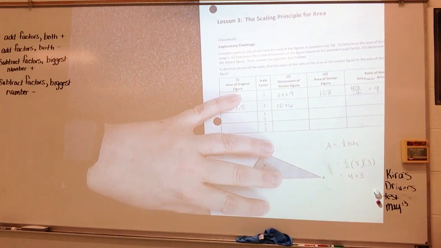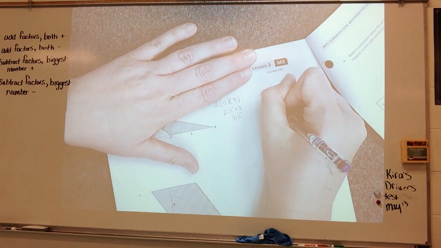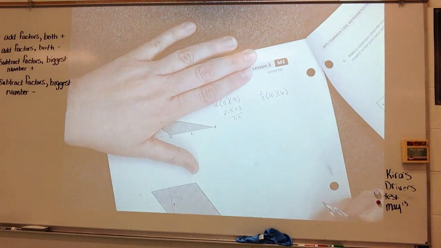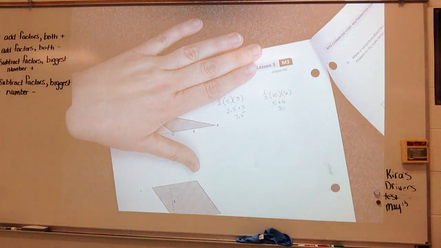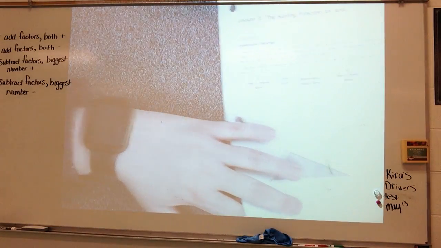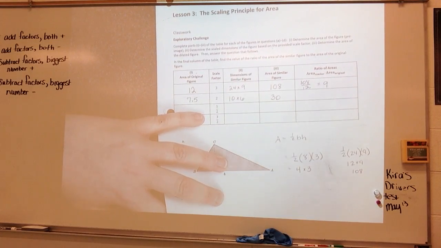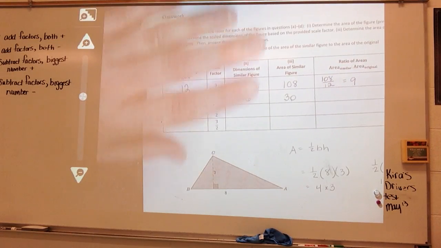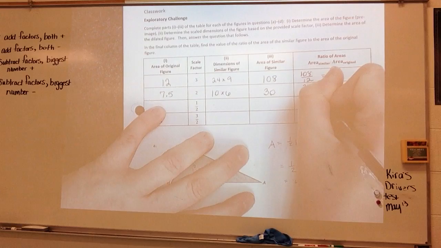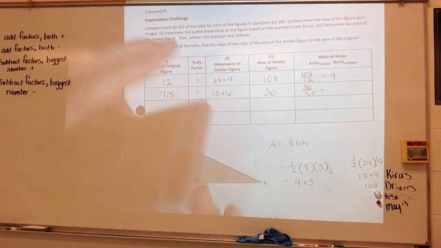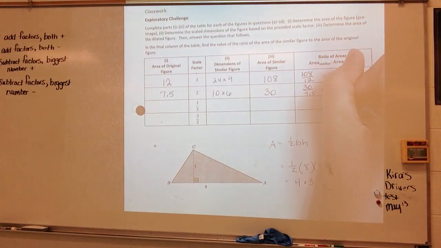So now I have to use the area formula for that. So 1/2 times 10 times 6. Alright, so 1/2 of 10 is 5, times 6 is 30. So we'll go back here, and our area for the similar figure is 30. Alright, and then I've got my similar 30 over my original over 7.5. Alright, so I get 30 divided by 7.5 is equal to 4.